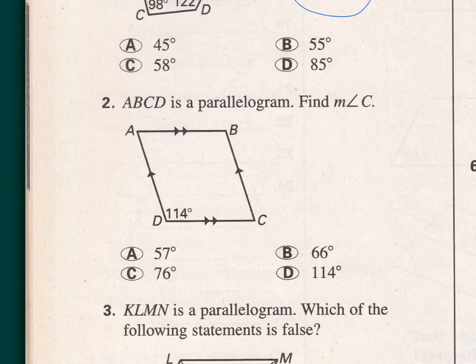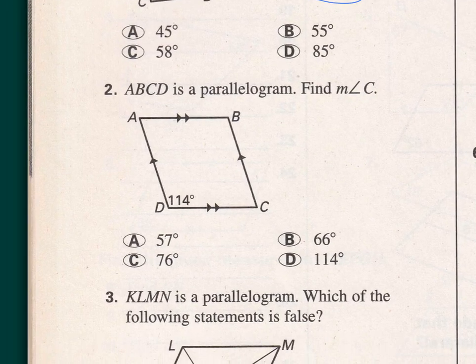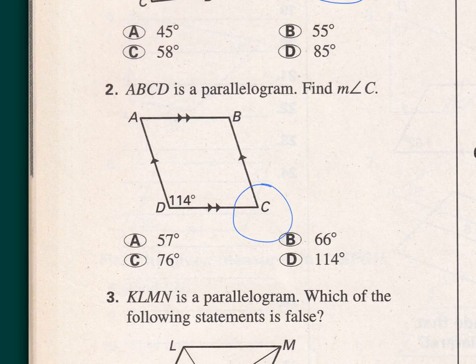And number 2 here, ABCD is a parallelogram. You need to figure out what is the measurement of angle C? Okay, these lines here are parallel. Those are all parallel. So think about alternate interior, alternate exterior angles, or the fact that D and C make a straight line. It's another good easy way. All right, how many degrees is a straight line and what's left over for angle C?